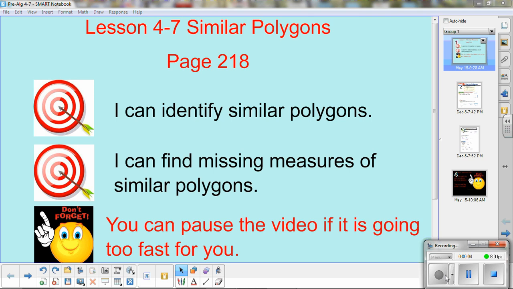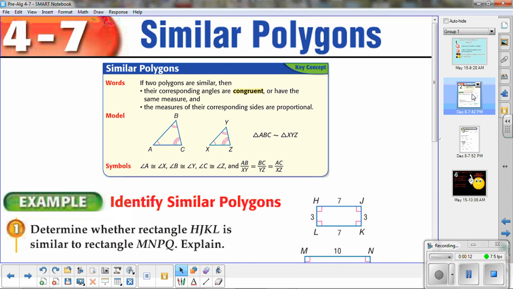In Lesson 4.7, you'll be identifying similar polygons and also finding the missing measures of similar polygons. Most of you have probably already worked with similar figures in the past, and you probably thought of similar figures as two figures that are the same shape but a different size, but that really is sort of an elementary definition, because I could make two triangles that are different sizes but not similar, or two rectangles that are not similar. In order to be similar, their corresponding angles are congruent, or the same size.